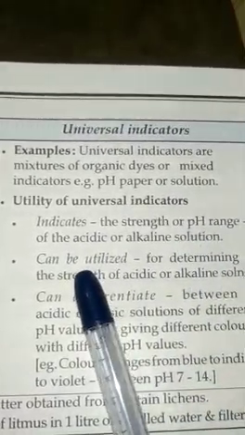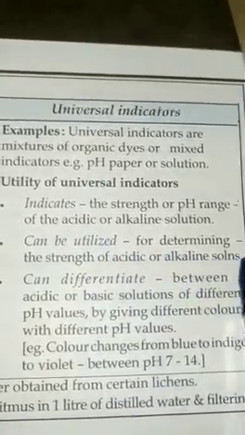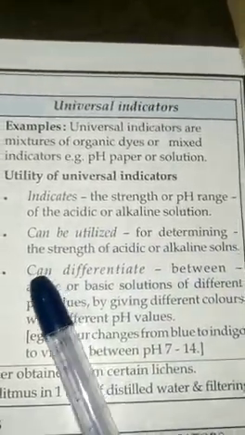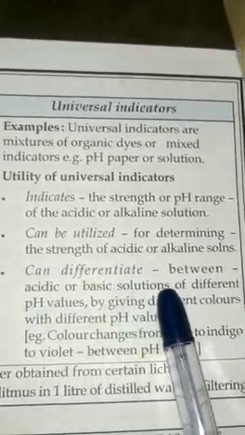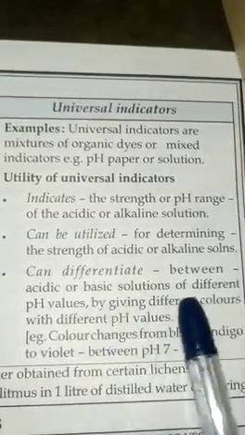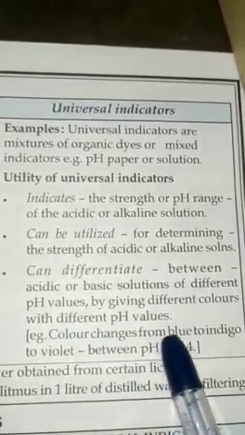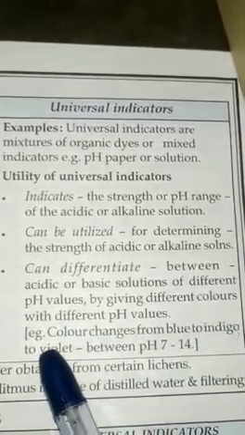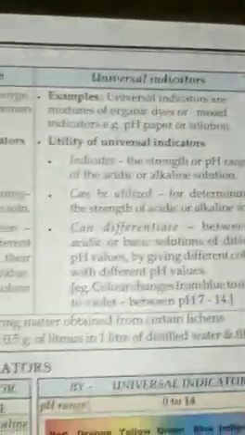It can also be utilized for determining the strength of acidic or alkaline solution. It can also be used to differentiate between acidic or basic solutions having different pH values, and it gives different colors with different pH values. Like it changes color from blue to indigo and to violet between the pH range from 7 to 14.